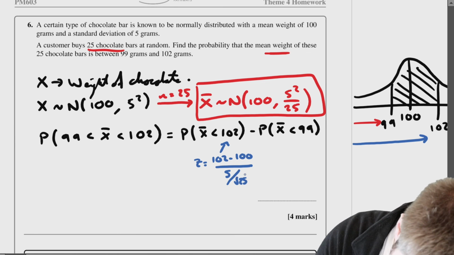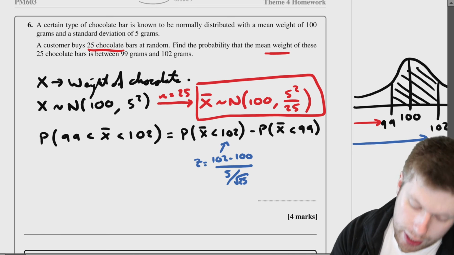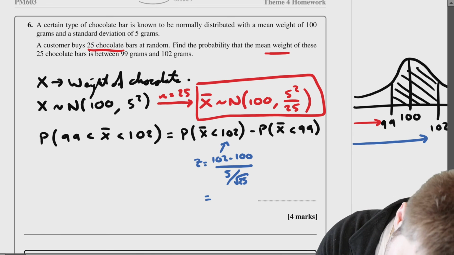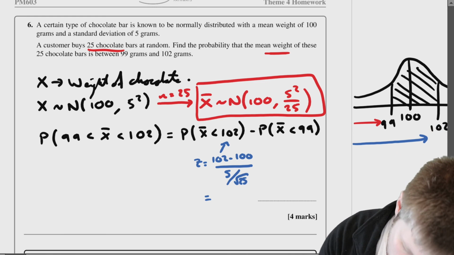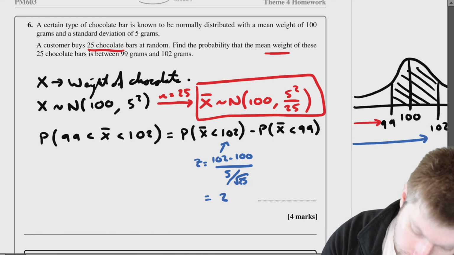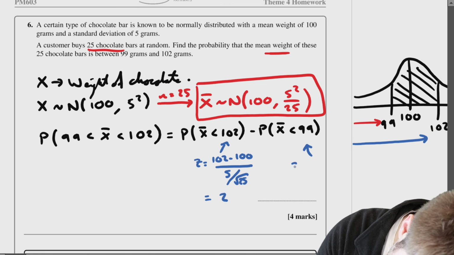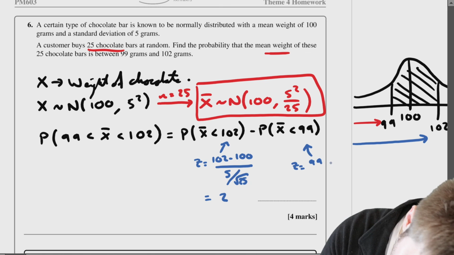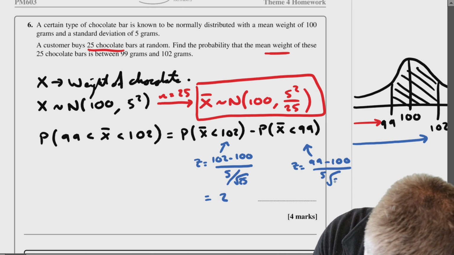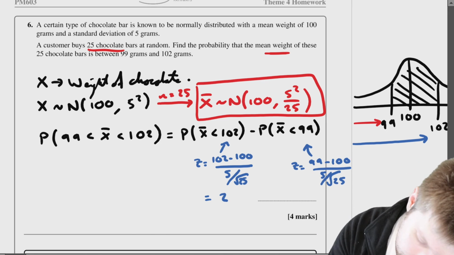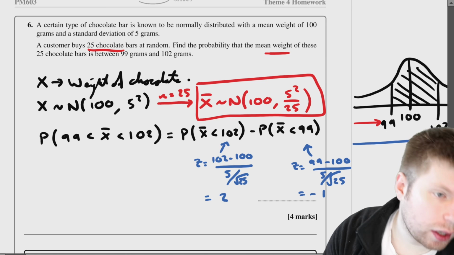Now, of course, if you do that in your head, it's still going to be 1. So I get 102 minus 100 divided by what is effectively 1, so that should just be equal to 2. If I do the same thing here, I get z is equal to 99, take away 100, divided by the standard deviation, so that's going to be 5 over the square root of 25. So again, that's going to be a negative 1, okay, fine.